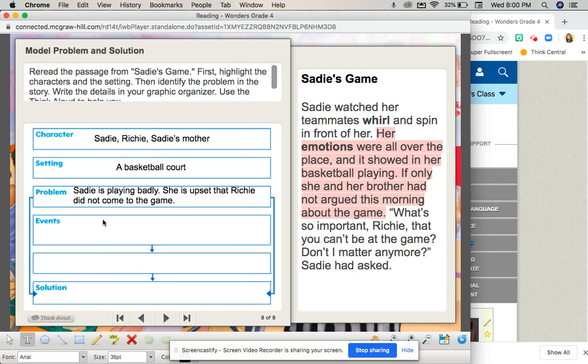So if I hit next, it says, Sadie is playing badly. She is upset that Richie did not come to the game. Please go ahead and write down the problem in your problem box. You may hit pause if you need time to write. Hit play when you're ready to move on.